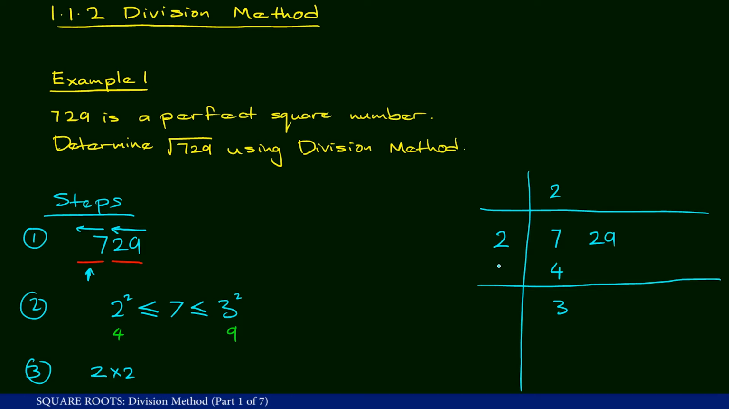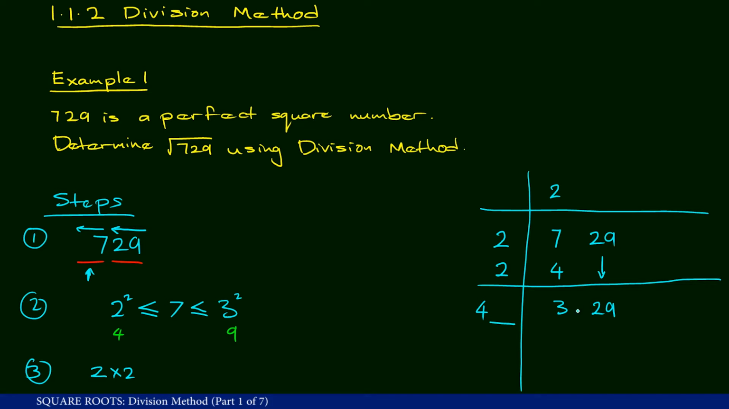Next, put the quotient, this number here, below the divisor. And then add them up. So 2 plus 2 becomes 4. But we leave 1 digit space on the right of 4 here, so that we can figure out what to do next. So bring down 29 here below. Now we have a new dividend, which is 329.